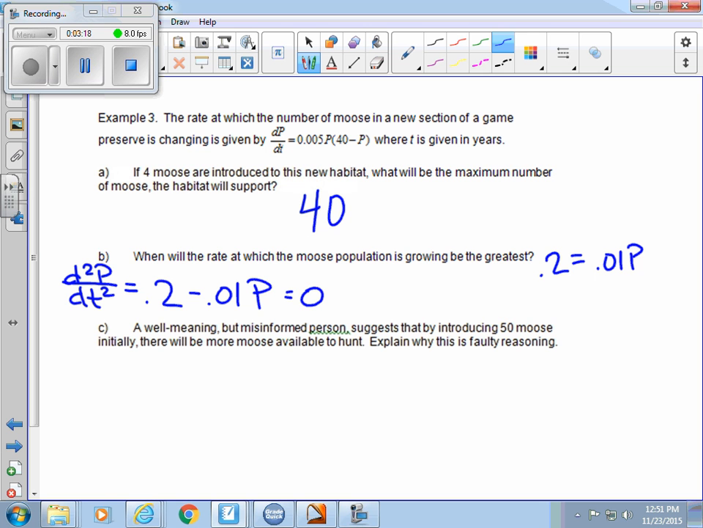Divide by 0.01 and we get 20 equals P. And we can even do a sign chart. We pick a P less than 20. If our P is less than 20, I get a positive. If our P is greater than 20, negative. So this P is in fact a maximum.